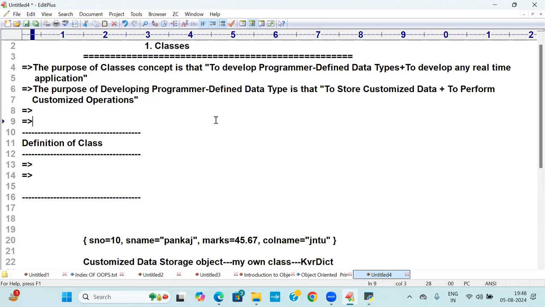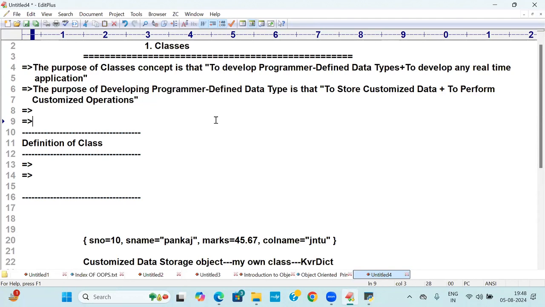Inside the class, what am I writing? What to store? There are the data members. What to perform? Functions inside the class. Functions inside the class are called methods. Without a class, only writing functions is functional programming. Subprograms without the classes are called functions. Subprograms inside the class are called what? Methods. First of all, the class concept is coming from where? The education field it is coming.